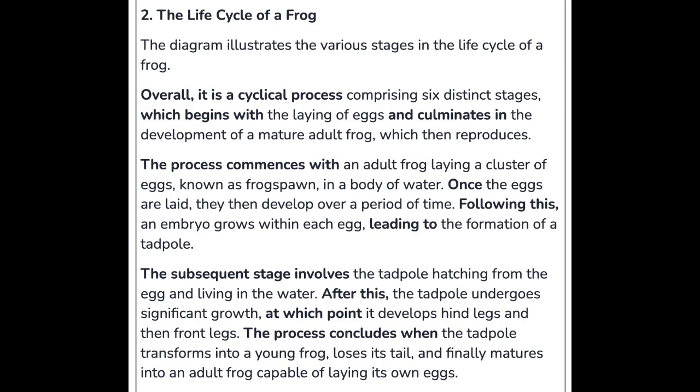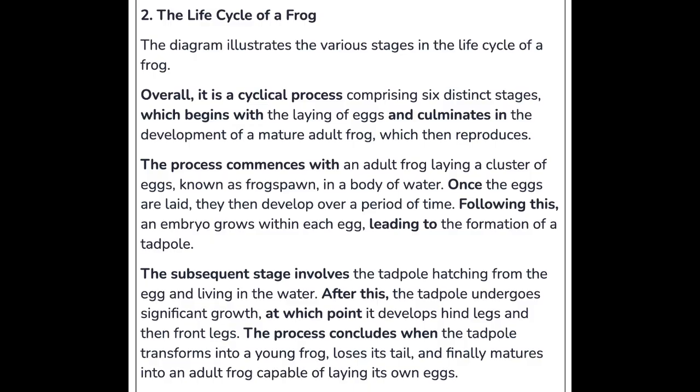2. The life cycle of a frog. The diagram illustrates the various stages in the life cycle of a frog. Overall, it is a cyclical process comprising 6 distinct stages, which begins with the laying of eggs and culminates in the development of a mature adult frog, which then reproduces.